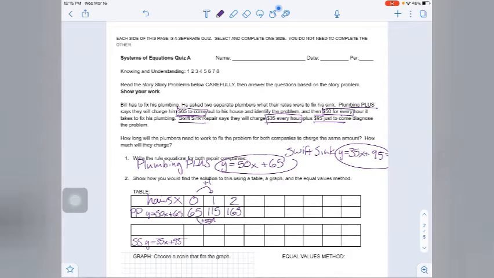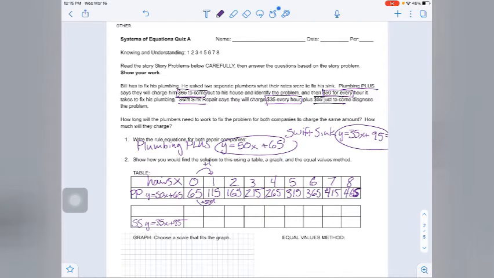2 hours would be 165. 3 hours would be 215. 4 hours would be 265. 5 hours would be 315, and we go on and on till we get done with our table. 415, 465. So if they were working out there for a full day, it's going to cost you $465 for them to be there.